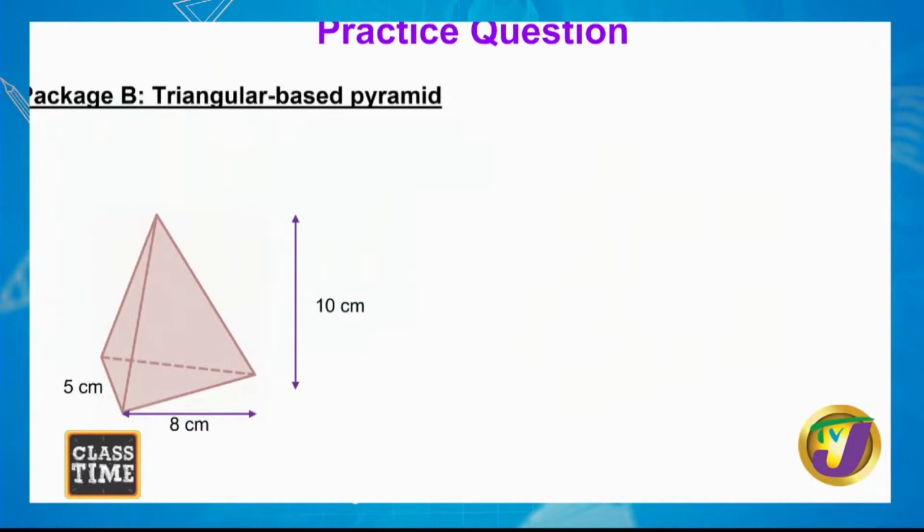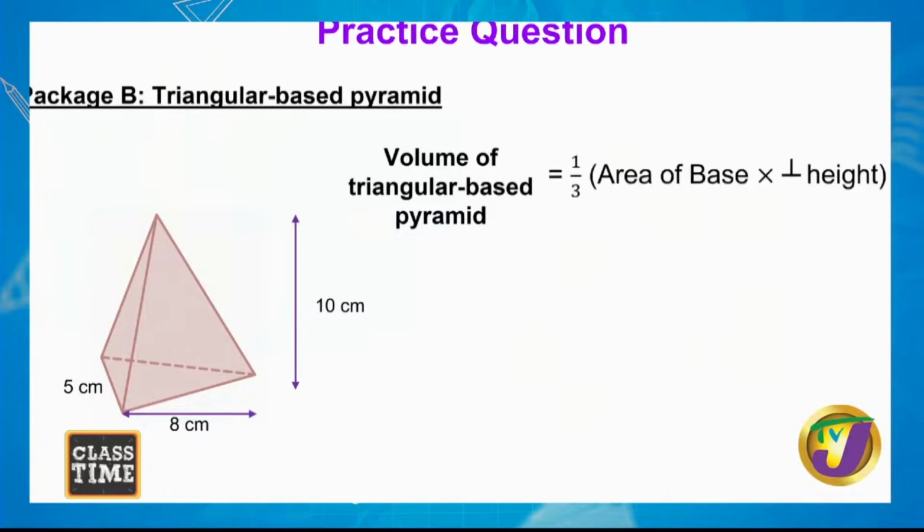Package B, the triangular-based pyramid. Looking at the diagram, on the triangle we have a base of 5 centimeters and a perpendicular height on the triangle of 8 centimeters. I'm also seeing a perpendicular height of 10 centimeters for the pyramid itself. The volume of the triangular-based pyramid is again 1/3 the area of its base multiplied by its perpendicular height, and again we can substitute.